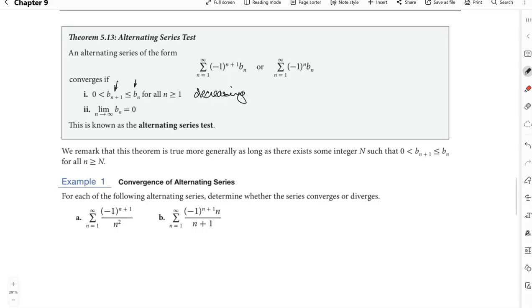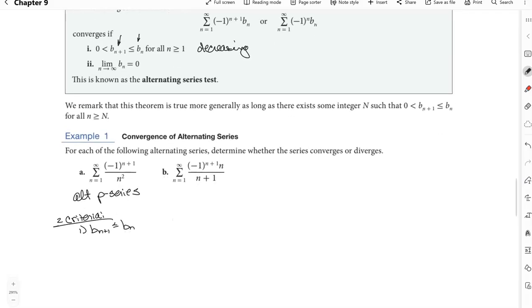So let's look at a few examples. The first one, we're looking at the sum from n equals 1 to infinity of negative 1 to the n plus 1 over n squared. So this is an alternating p series. So let's look at our two criteria. The first one says that b sub n plus 1 has to be less than or equal to b sub n. We need to know if that's going to be true.